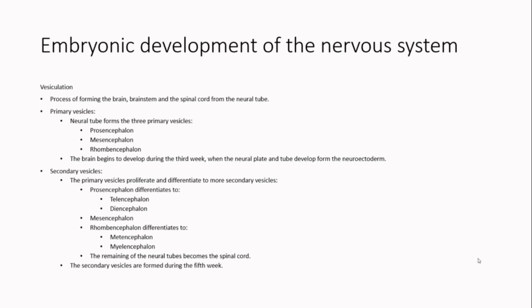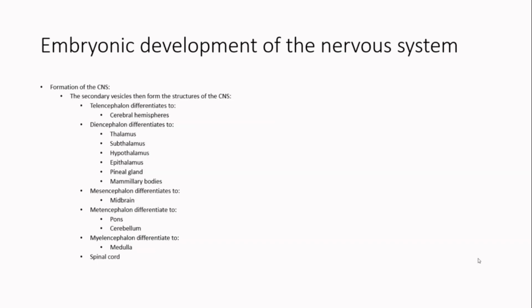These primary vesicles consist of three different vesicles. We have the prosencephalon, the mesencephalon, and the rhombencephalon, and this is all occurring during week 3. Then when we get to the 5th week, these primary vesicles will differentiate into the secondary vesicles. So the prosencephalon will become the telencephalon and the diencephalon. The mesencephalon will stay the same. The rhombencephalon will differentiate into the metencephalon and the myelencephalon, right? The remainder of the neural tube will stay and become the spinal cord.